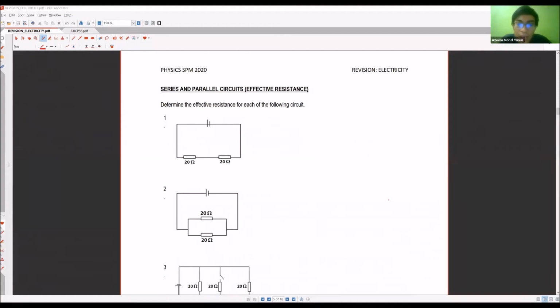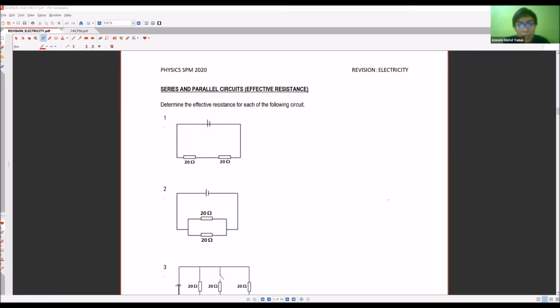Next series in revision for electricity. Today we're going to cover series and parallel circuits, especially how to calculate the effective resistance, current, and potential difference using Ohm's law. Okay, first let's examine the question. Calculating the effective resistance is very important in this topic because it tests your understanding of how series and parallel circuits work.